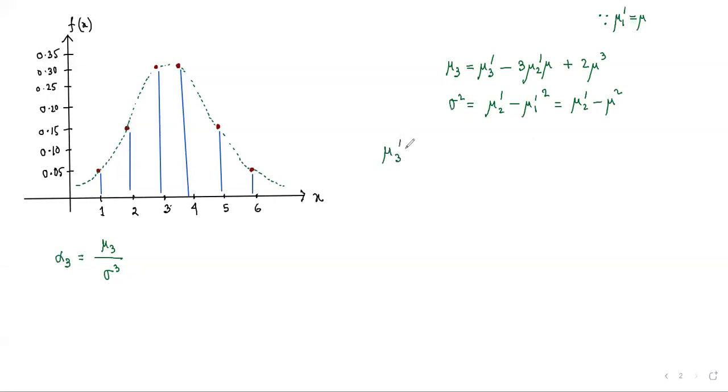And you also know that mu 3 prime is summation over x. I'm considering summation because it is a discrete probability distribution. It is x to the power 3 fx. Mu 2 prime is summation over x square fx. And we don't have to write mu 1 prime. Rather, we will write mu, which is summation over x into fx.